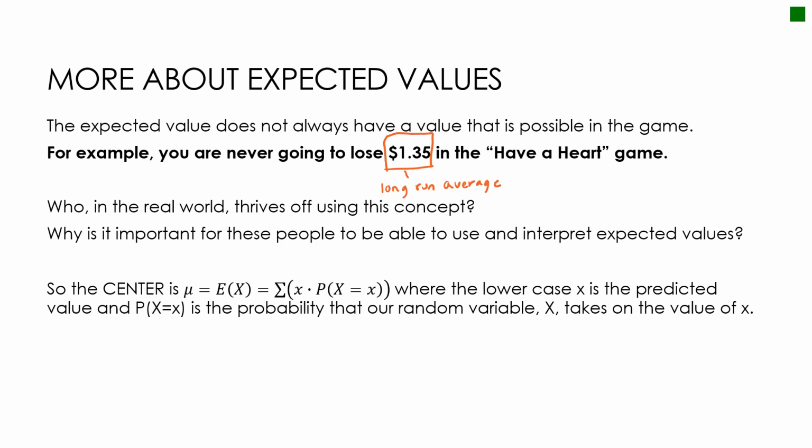Obviously, the casinos do, because they're saying, yes, you might be that lucky person who walks into that casino and you win that $95, but in the long run, the casino's making $1.35 every time somebody plays that game. So again, the formula is right here, and that says to find the center, which is the mean, mu, which is the expected value of our random variable, we take the summation, sum means add them up, of all of the outcomes times their probabilities.